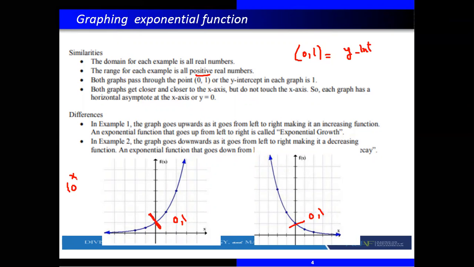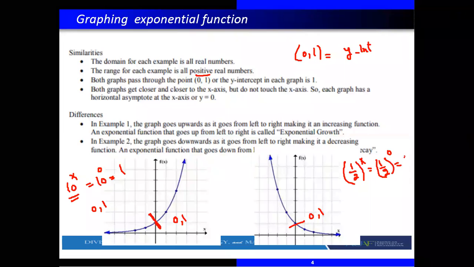Then I will discuss: if you shift, it can shift upward or downward. But if we have the base function 10 power x, it will pass through 0, 1. If you give x equal to 0, 10 power 0 is equal to 1. X is 0, y is 1. Same for the second one: if we have 1 over 2 power x, and you put x equal to 0, 1 over 2 power 0 is equal to 1. X is 0, y is 1. These are the base functions.